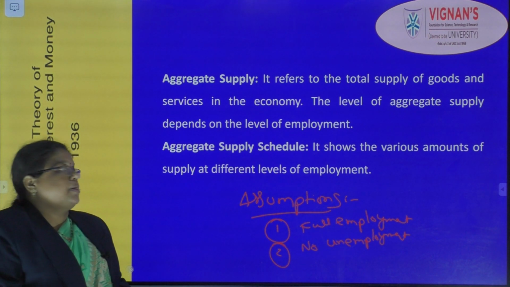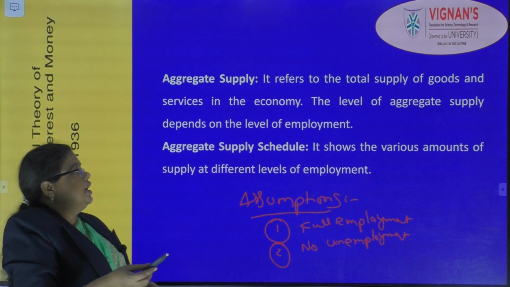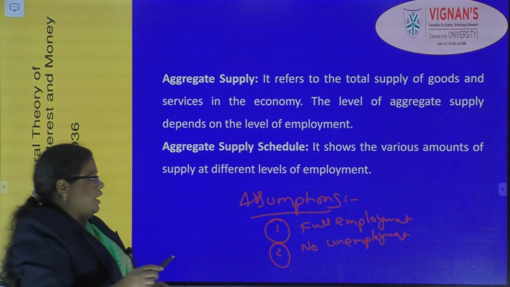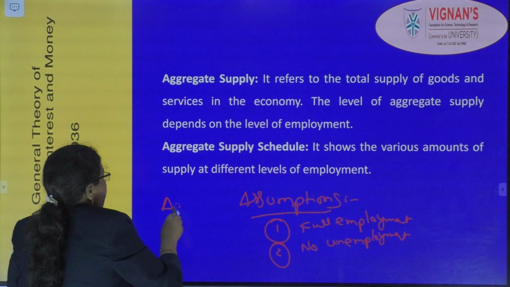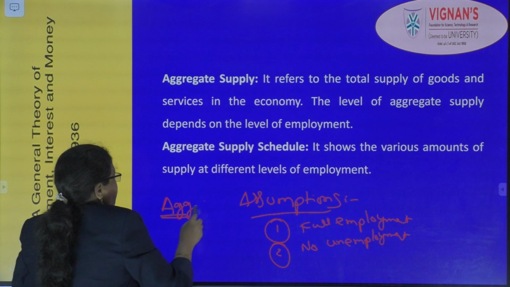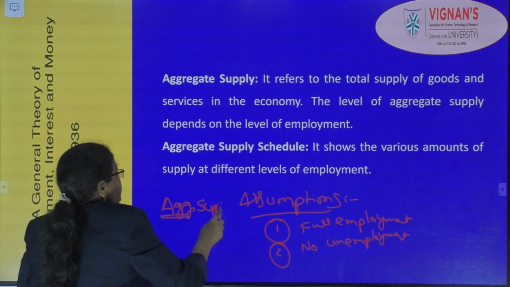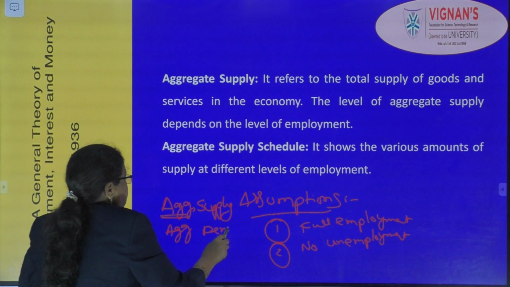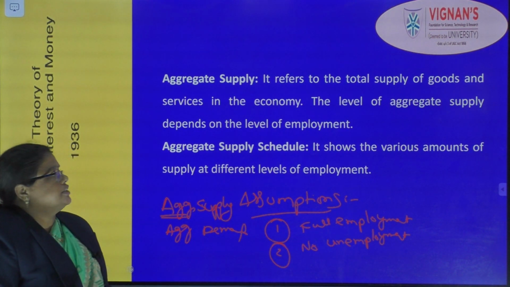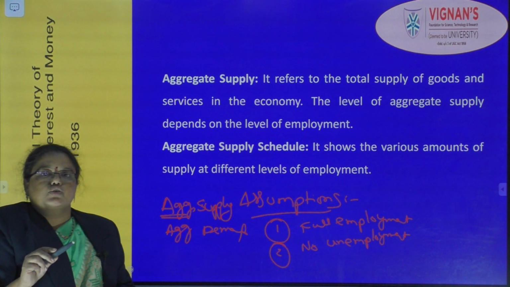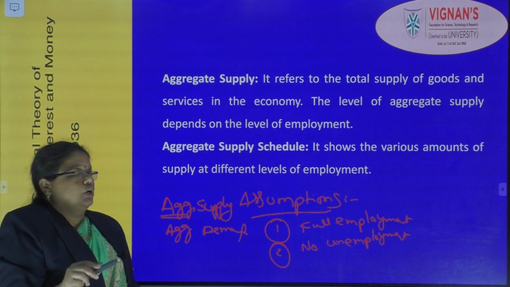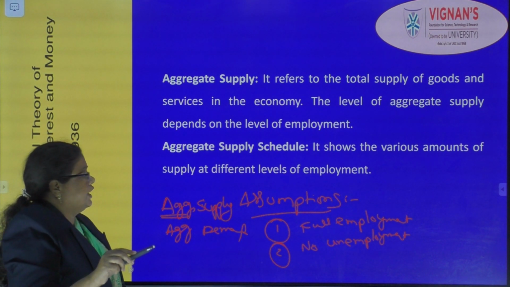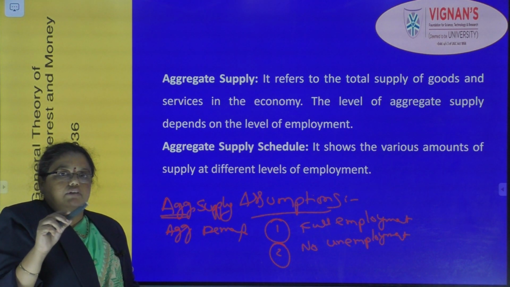According to Keynes, the level of employment depends upon two factors, that is aggregate supply and aggregate demand. Aggregate supply means total supply of goods and services in the economy. The level of the aggregate supply depends upon the level of the employment.